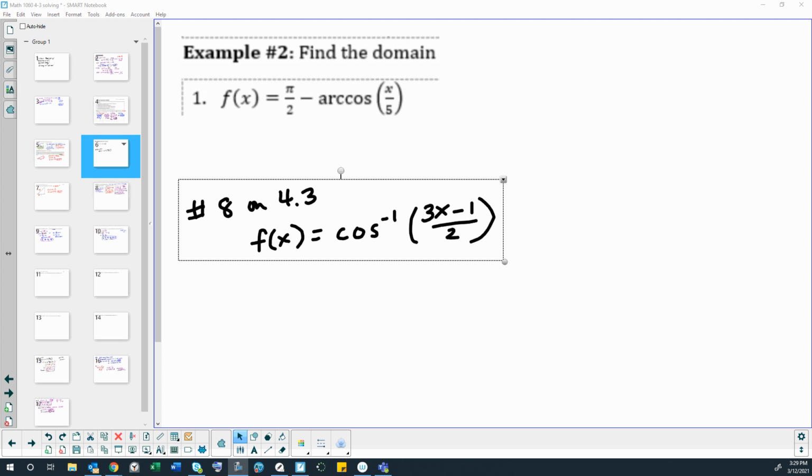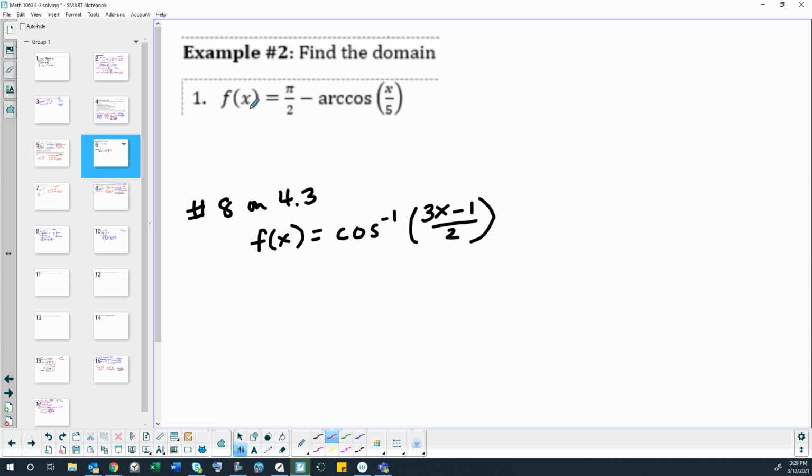Alright, just quickly going back to section 4.3, example 2. I want to do this a little bit different way, and then I'm going to go over homework question number 8. So we already know we don't need to worry about the vertical change here, because that changes y, not x, which is domain. So normally our arc cosine of x would be from -1 to 1, right?